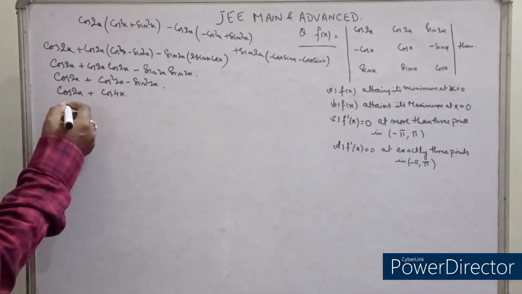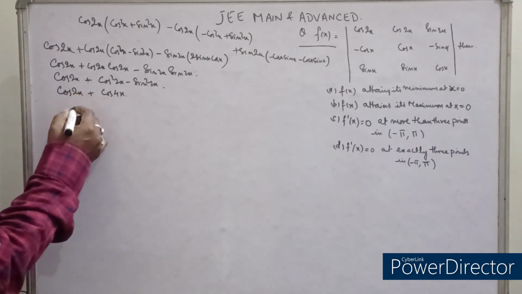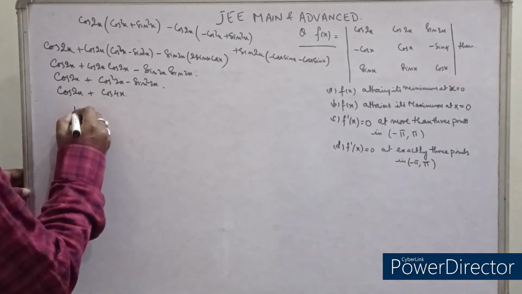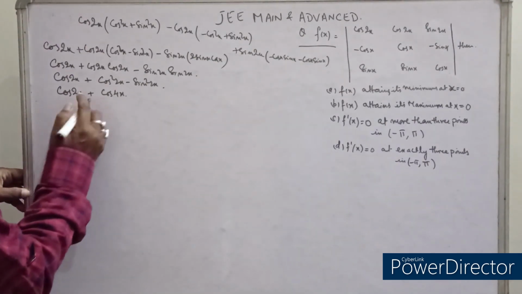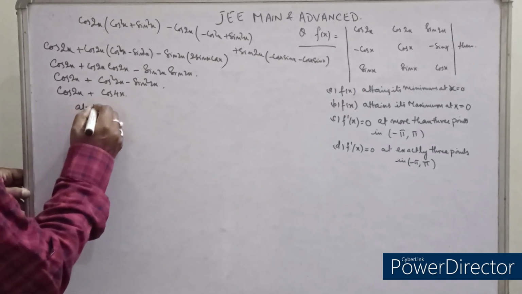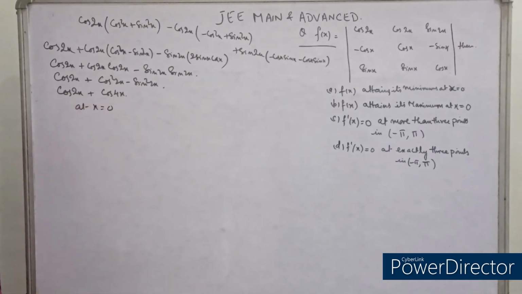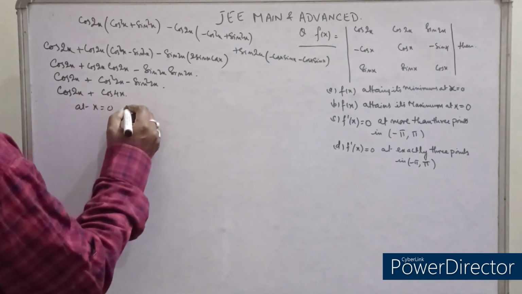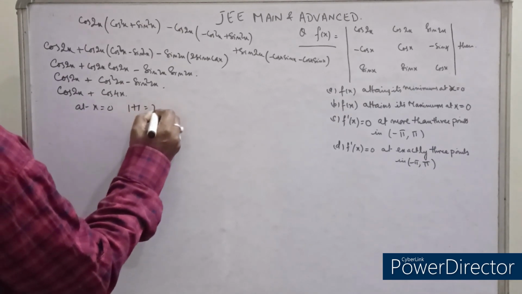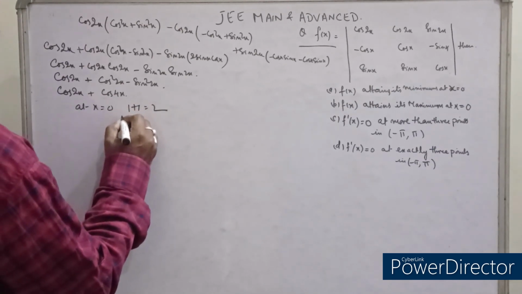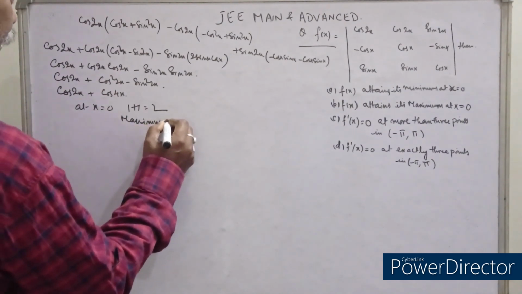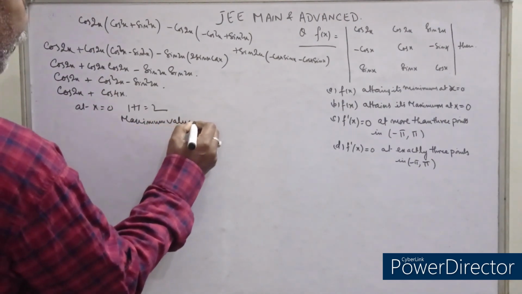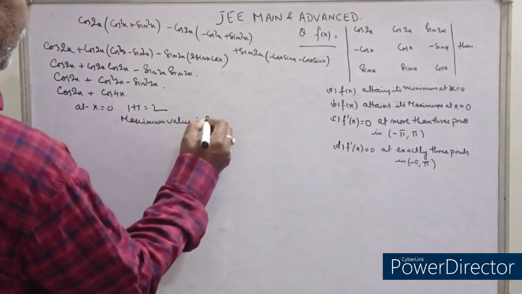Now we know that the maximum value of cos is 1. So at x is equal to 0, your maximum value is 1. So this is 1 plus 1, that is equal to 2. That means maximum value is your 2.